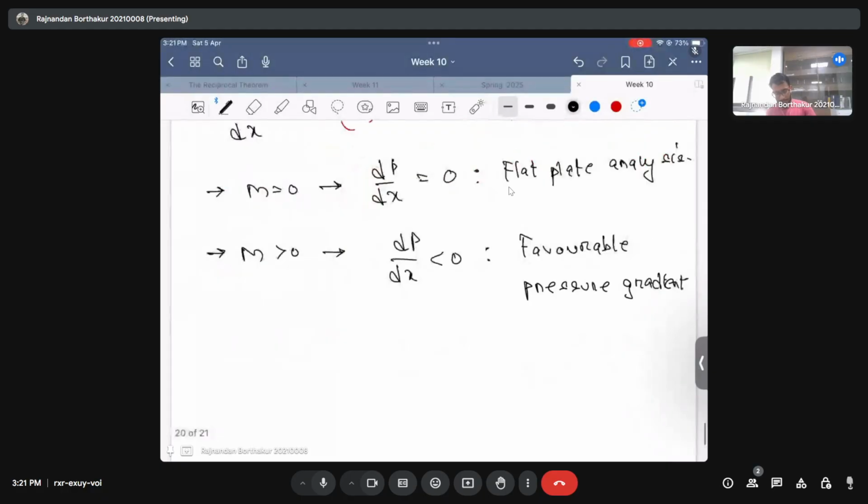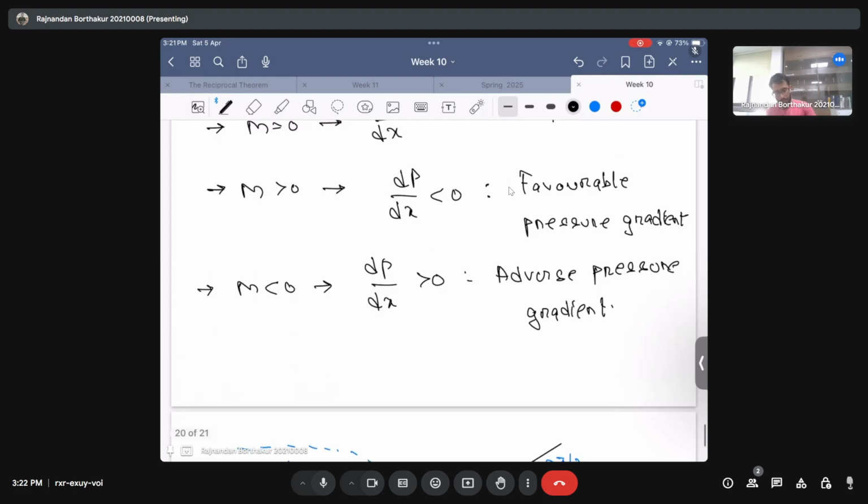Similarly, the third case is that if m is less than 0, meaning that dp/dx will now be greater than 0, and this is the case for an adverse pressure gradient.